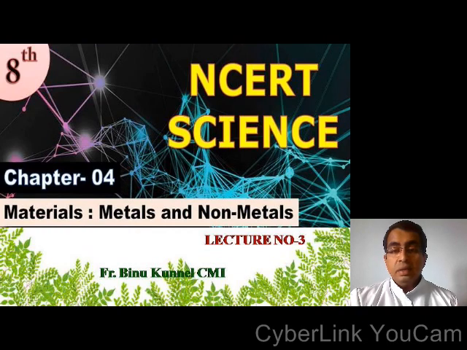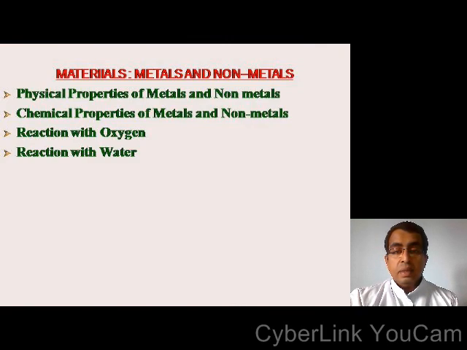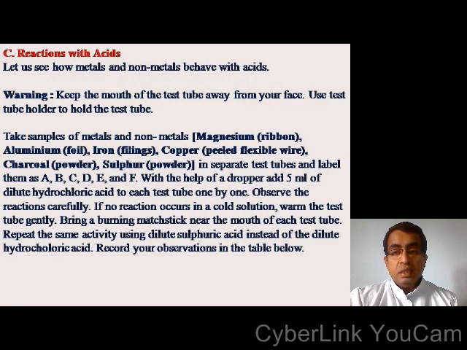Today we continue our discussion on chapter 4, Materials: Metals and Non-Metals. In the previous classes, you learned about the physical properties of metals and non-metals, and the chemical properties of metals and non-metals. In that, we studied the reaction with oxygen and reaction with water. In today's class, you will learn about reactions with acids. Let us see how metals and non-metals behave with acids.